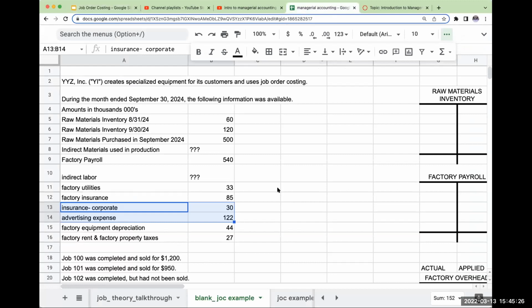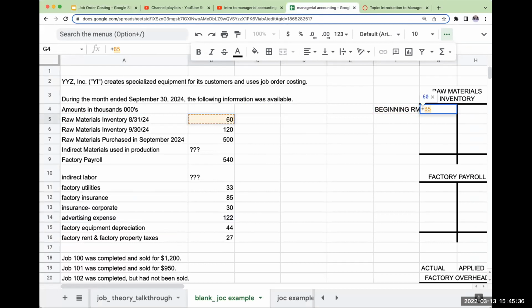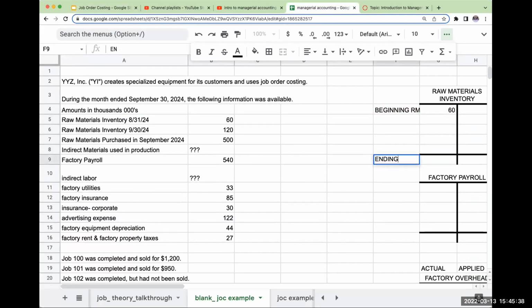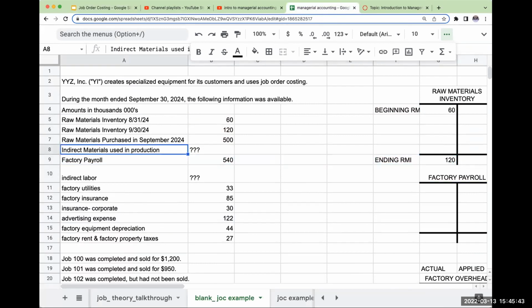Okay, so right over here, raw materials, right? So we've got this question. I've already reviewed it. My beginning raw materials inventory is going to be 60. My ending raw materials inventory is going to be 120. Over here, if I see 8/31/24, the ending inventory for the month begins the beginning for the following month. So right over here, this is going to be at 60. Raw materials purchases during the month, this is going to be 500.